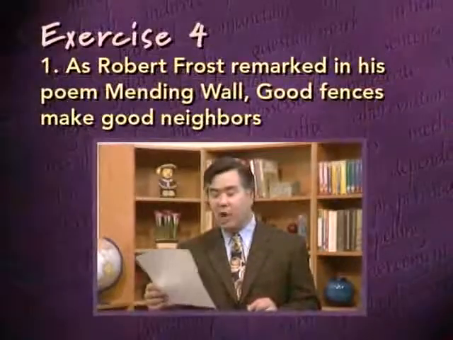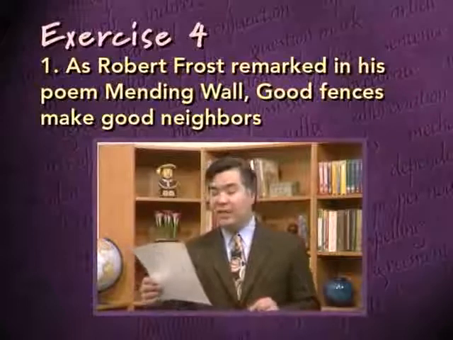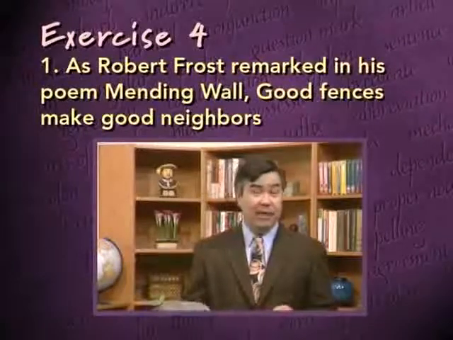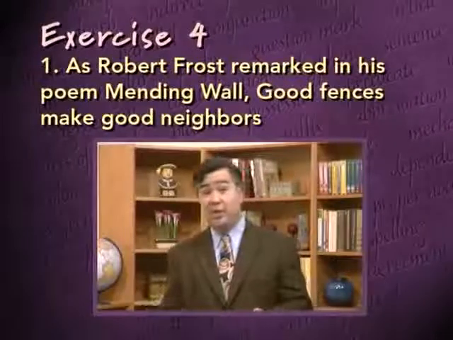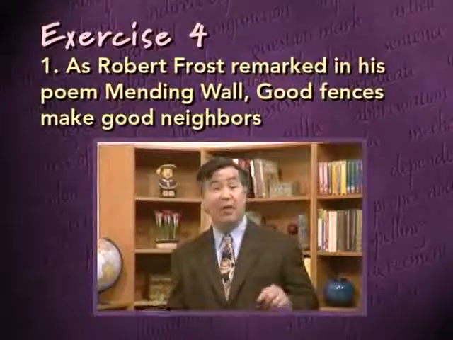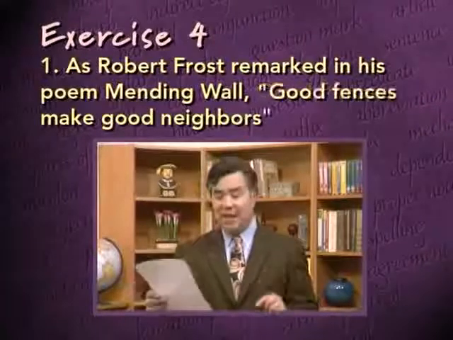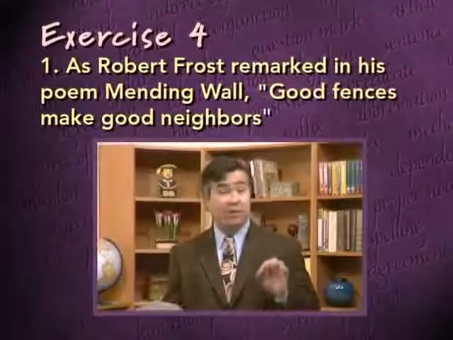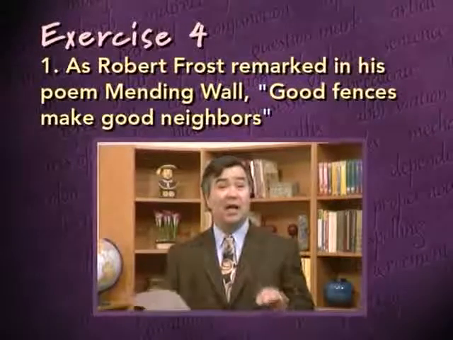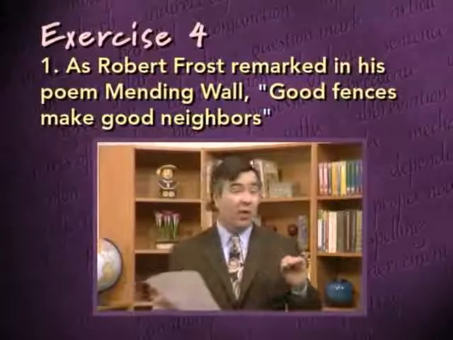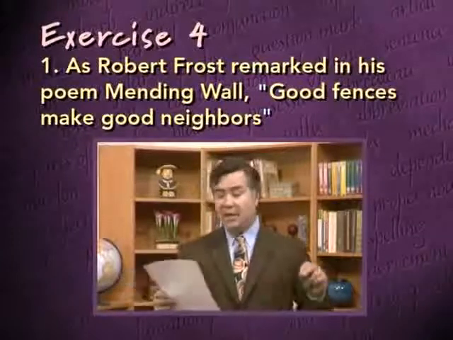First, as Robert Frost remarked in his poem Mending Wall, good fences make good neighbors. Now, there are actually two things in this sentence that need to be enclosed within quotation marks. There's the quotation itself, the words that come from the poem. The quotation is, good fences make good neighbors. So we want to put double quotation marks, normal quotation marks, around that entire sentence. So we'd have opening quotation marks before good and closing quotation marks after neighbors.